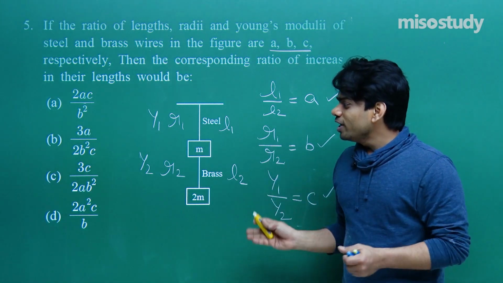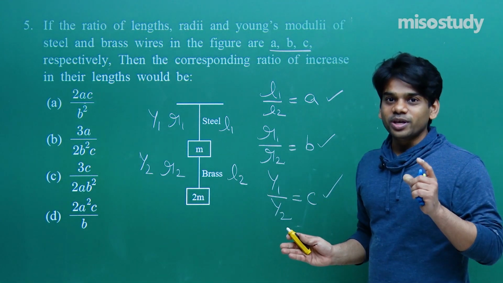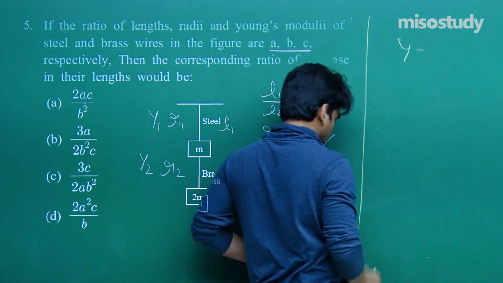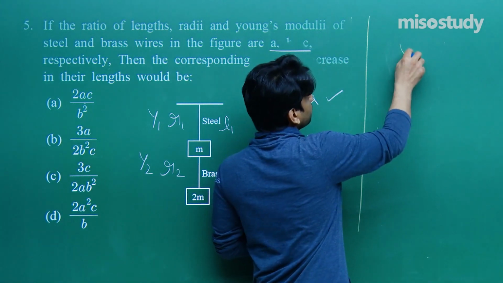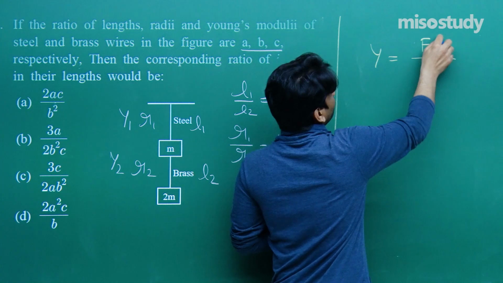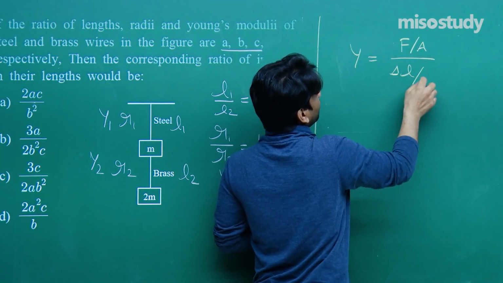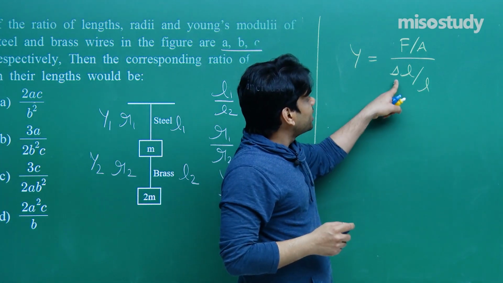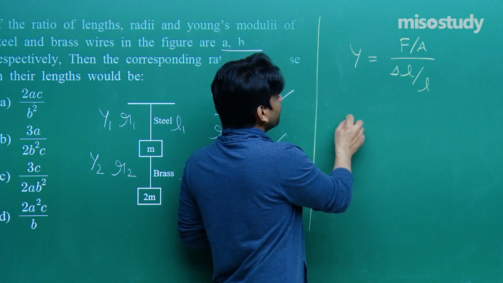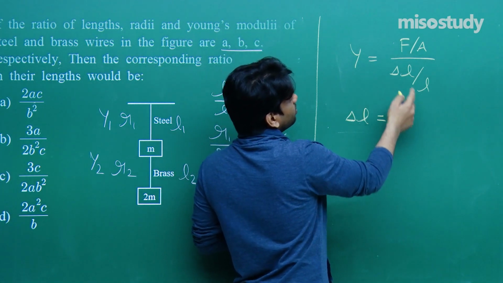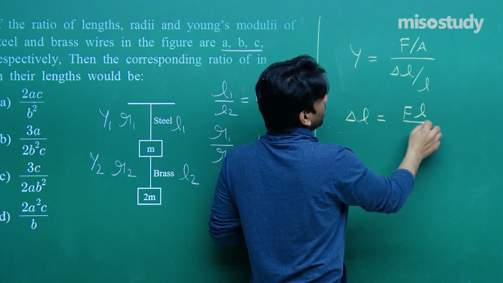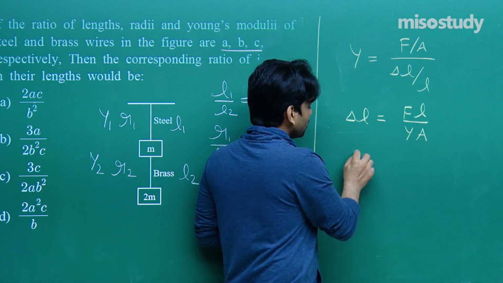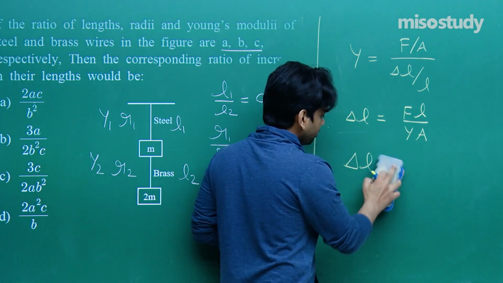Again, we know the only formula that could be used here will be the Young's modulus formula. So if we write the Young's modulus formula, that will be Y equals F by A, delta L by L. We need to find out the ratio of increase in their length. Delta L, if we make this the subject, will come out to be FL by YA. Quite clear, FL by YA, that we can make out.